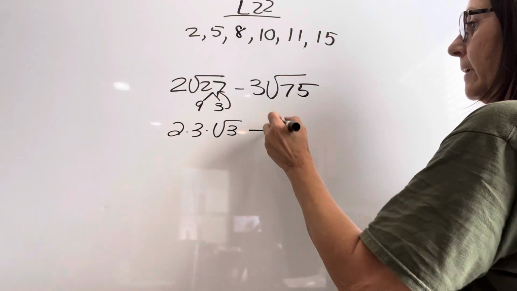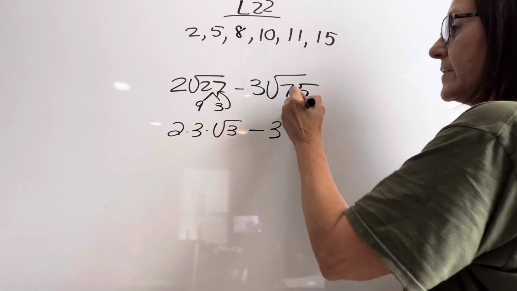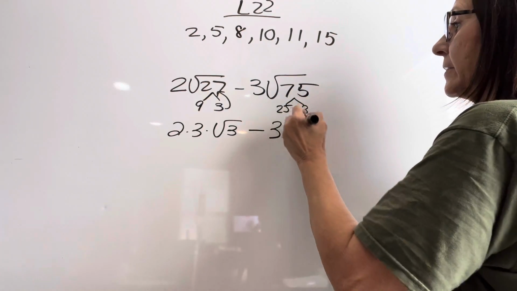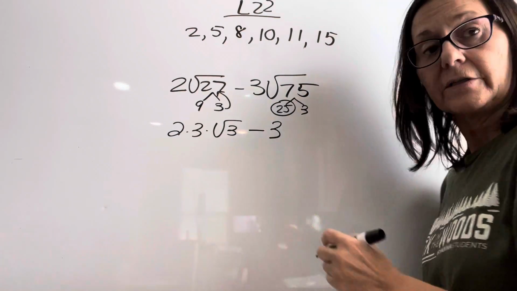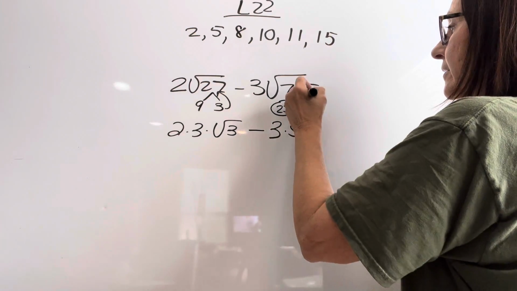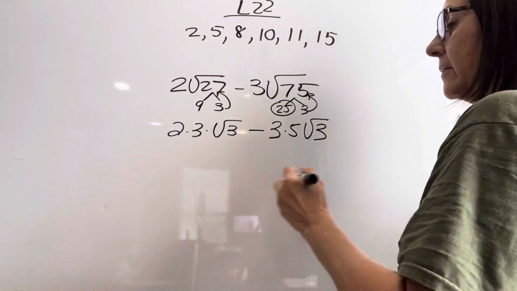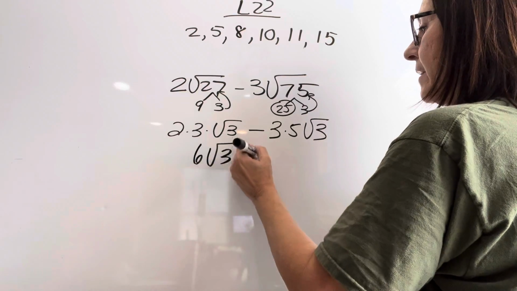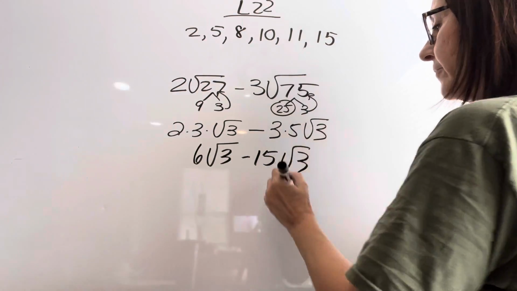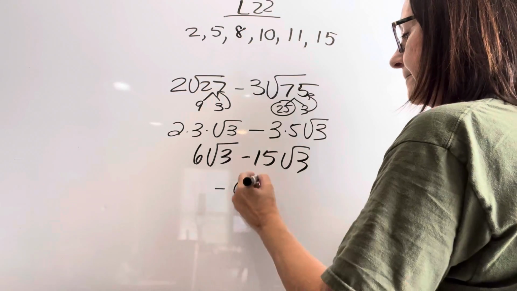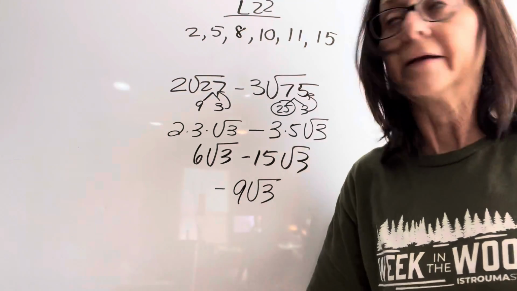Minus 3. 75 has a perfect square as a factor. It's 25. That's 25 times 3. When I unsquare or take the square root of 25, it becomes 5. So it's 3 times 5. The 3 stays under the radical. So I have 6 square root 3 minus 15 square root of 3. I have like radicals, so I do 6 minus 15, so it's -9 square root 3.